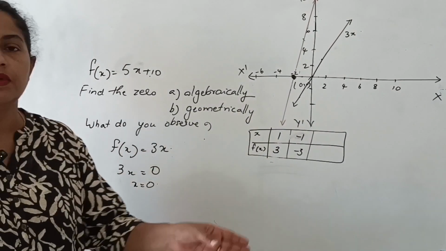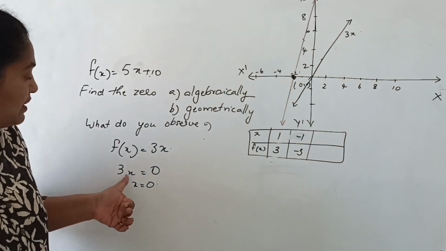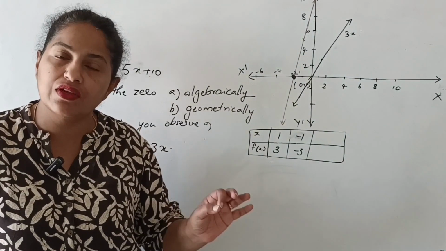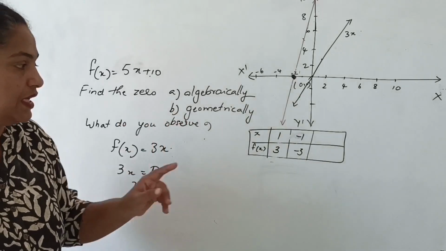f of x is equal to 3x. In order to find the zero, I have equated 3x to 0. My value of x is 0. So x is equal to 0 is a zero of this particular polynomial algebraically.